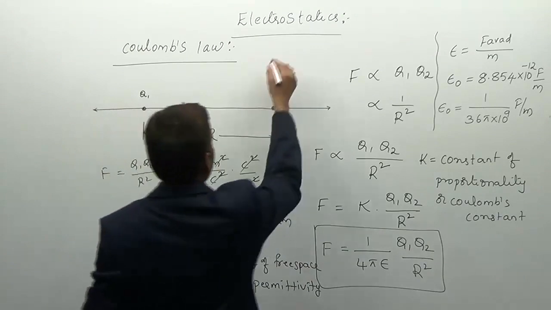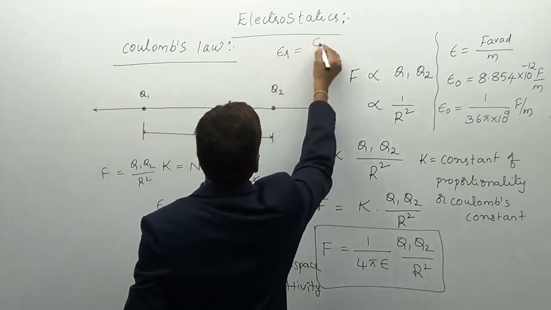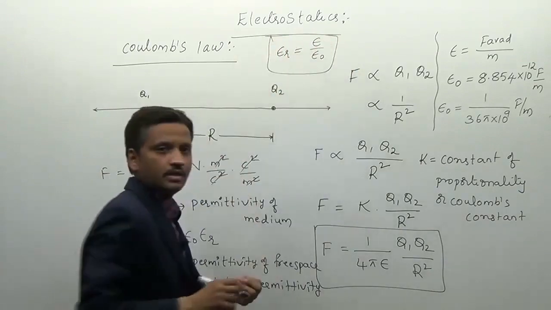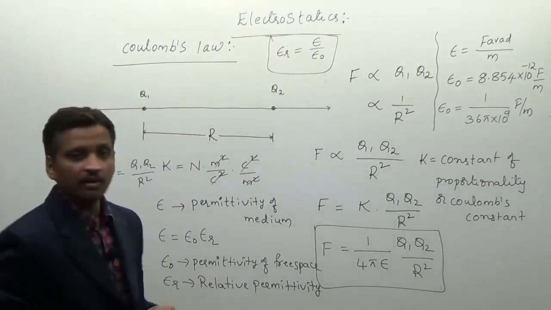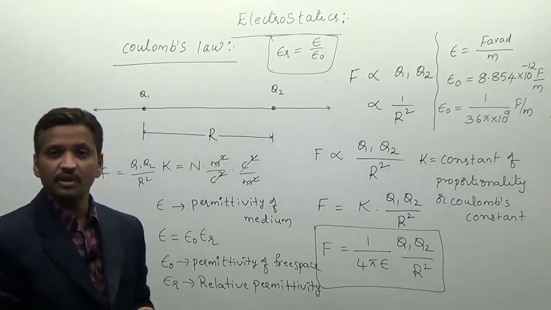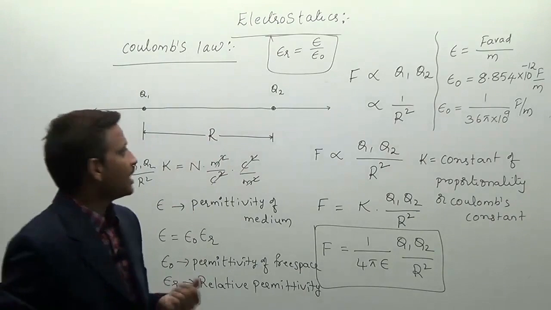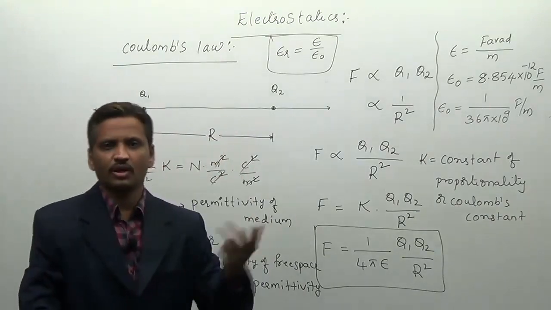So epsilon R will be equivalent to epsilon by epsilon naught. So relative permittivity is equal to permittivity of medium by permittivity of free space. So farad per meter by farad per meter will get cancelled. So relative permittivity will not have any units.